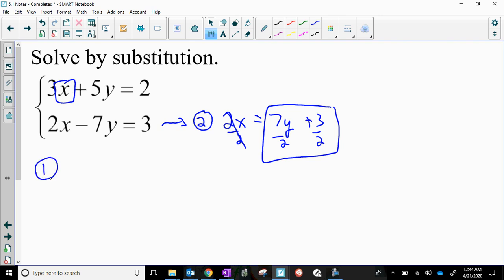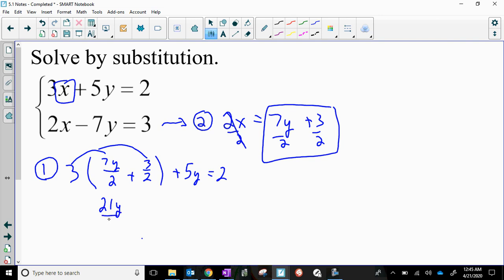Now I go to the first equation, and now we have 3 times 7y over 2 plus 3 halves plus 5y equals 2. All right, so then we just take this and solve this equation. So I can distribute the 3. Just multiply to the numerator. And there's 3 over 1, so we're not going to change our denominator.